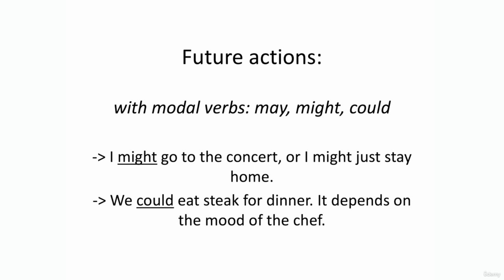Now, we can also use the auxiliary modal verbs may, might, and could when we are not sure about the future. For example, I might go to the concert or I might just stay home. We could eat steak for dinner. It depends on the mood of the chef. Both these examples express uncertainties about future plans.